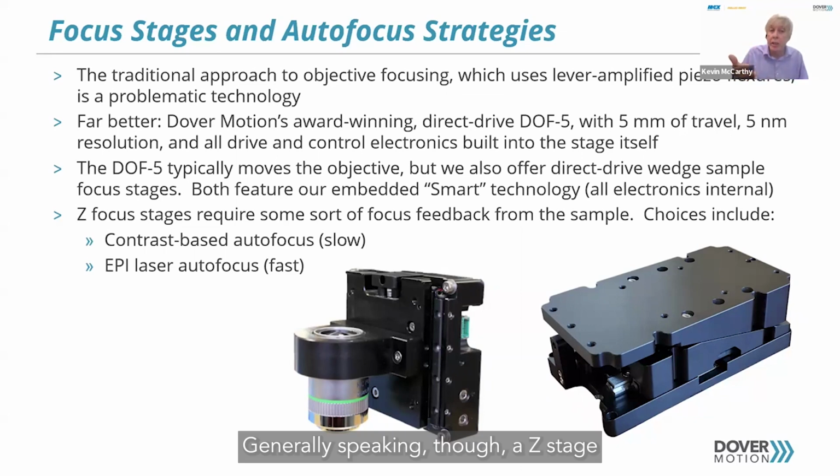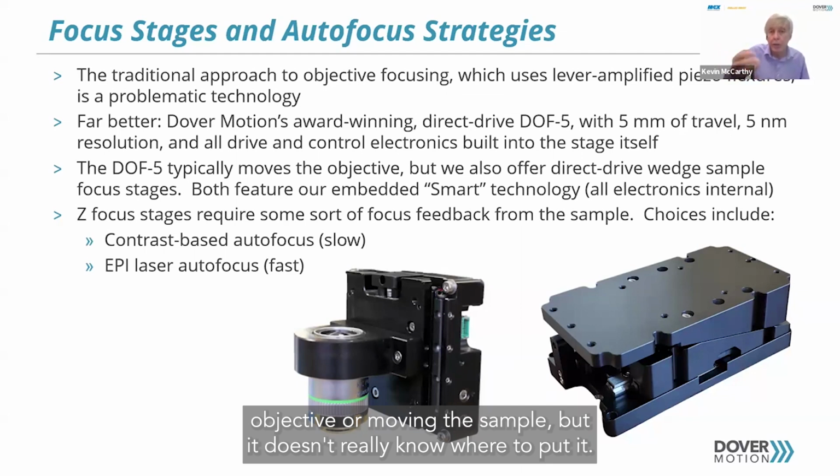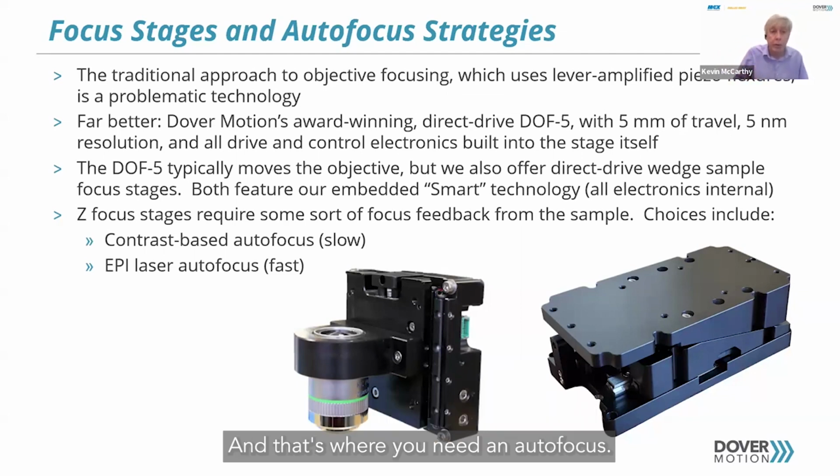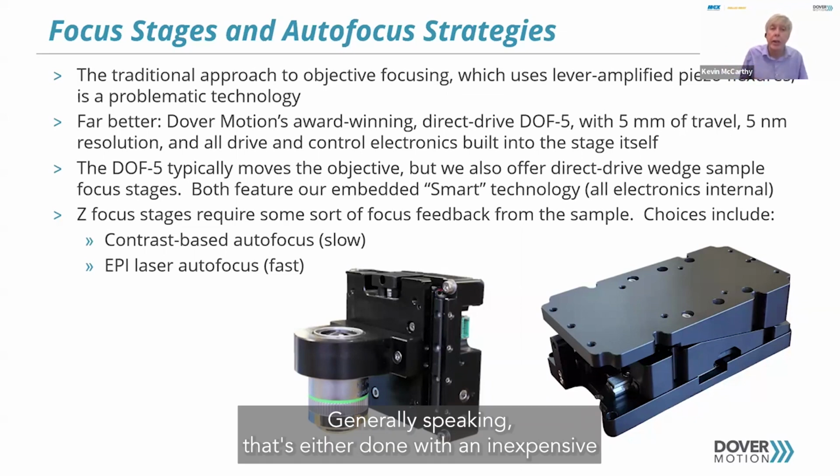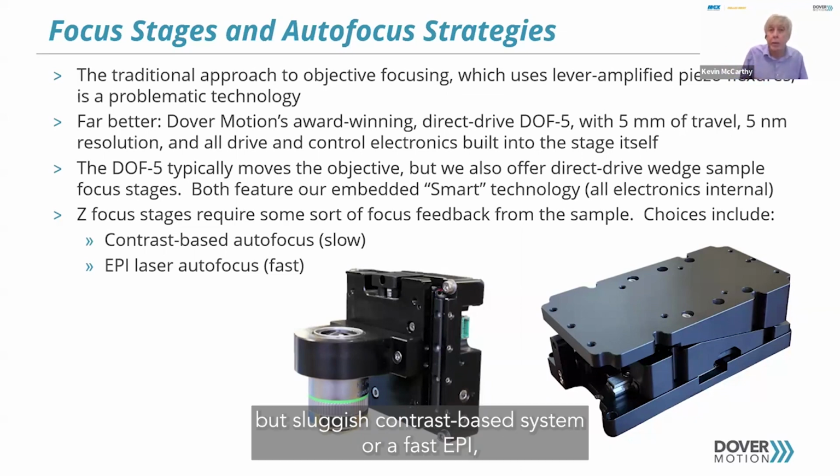Generally speaking, though, a Z stage is very good at moving the objective or moving the sample, but it doesn't really know where to put it, and that's where you need an autofocus. And generally speaking, that's either done with an inexpensive but sluggish contrast-based system or a fast epi, which is to say through the objective, laser system.